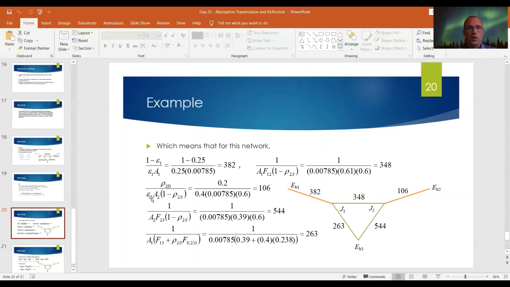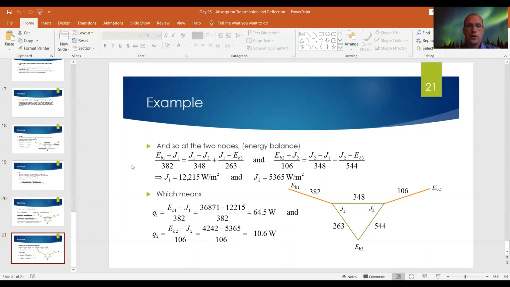Rho 2d over epsilon 2 A2 minus rho 2s, 106. That's this one over here. This resistance was for the top up here, 348. And then this one was over here, 544. And then this one with the reflection down here is 263.